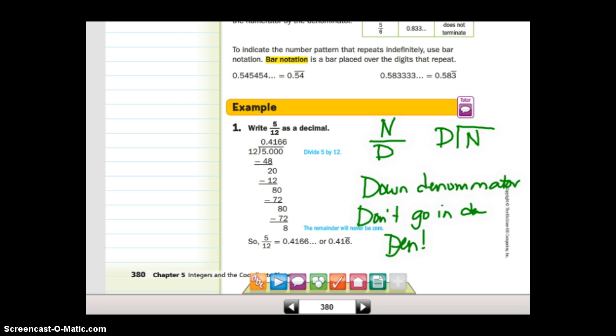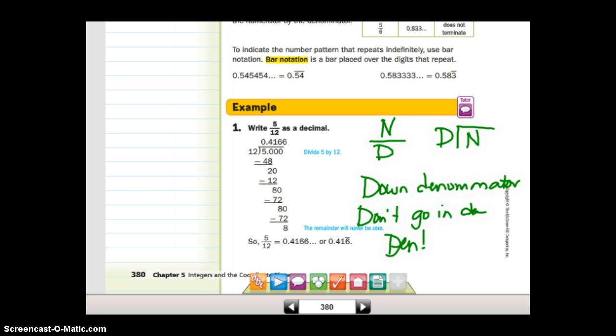All right, let's all repeat it. Down denominator, don't go into den. Go tell your parents, down denominator, don't go into den. Don't go to Miss Smith and say, down denominator, don't go into den, because she's going to hit you on bad grammar. But that's okay. We're using it for a reason.